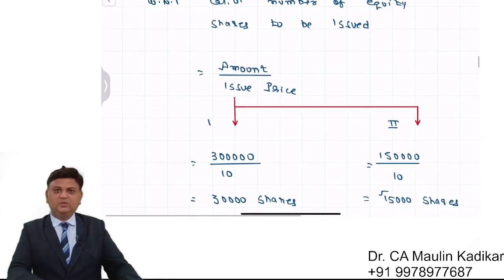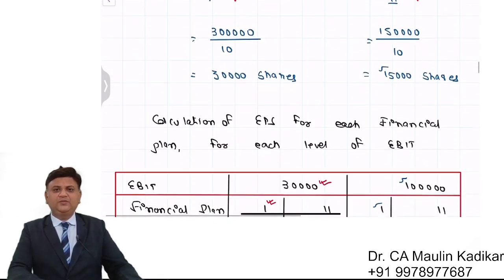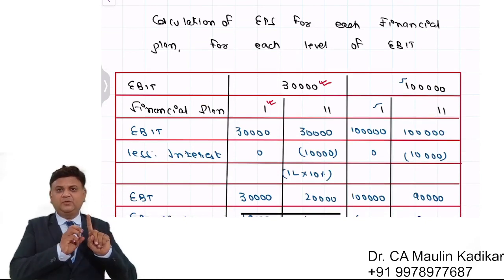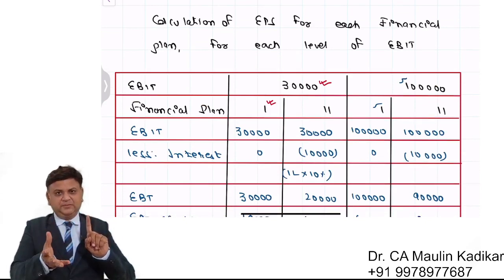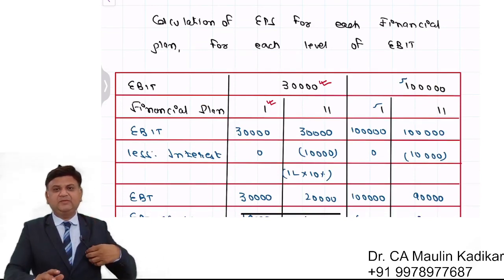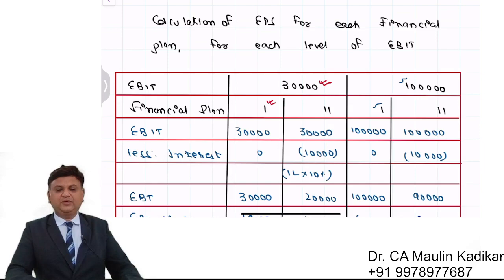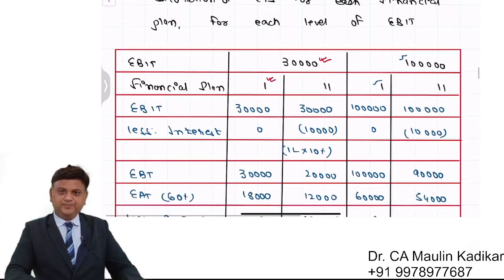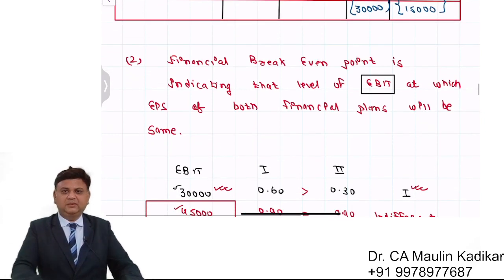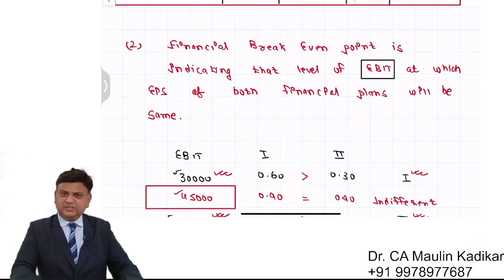In the first working note, in the first question, we have to compute the earning per share for the first financial plan for expected EBIT 30,000 and the same working for the second one. The same working is required to be repeated for expected EBIT 1 lakh. That is the way the EPS is calculated: 0, 0.6, 0.3, 2 and 3.1. This is what we have done.